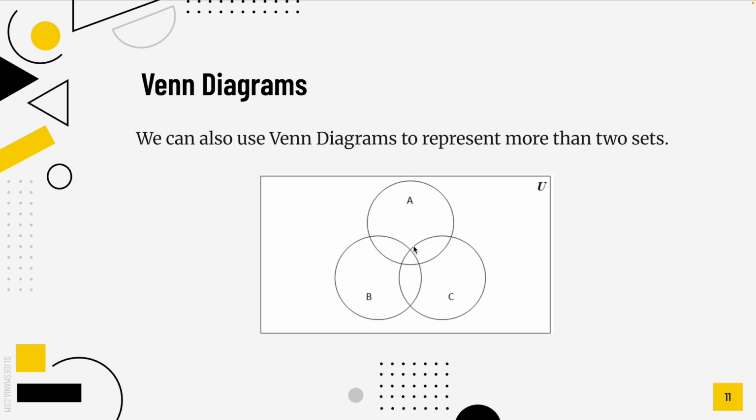Now, if I shade just this section and ignore this circle, so this little bit here, that would be A and C, but not B.